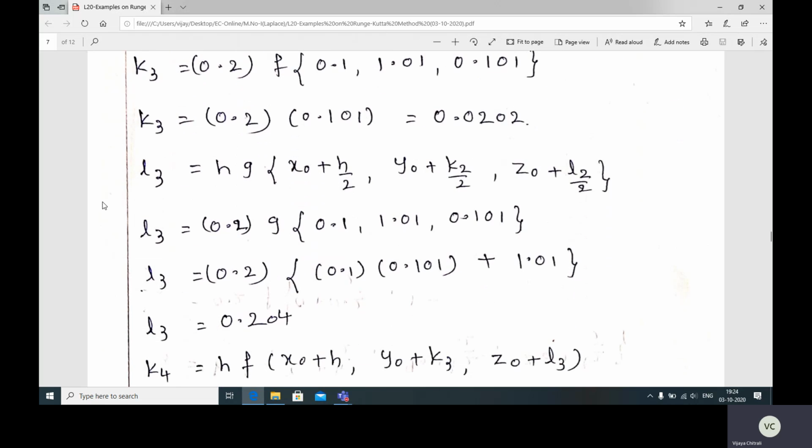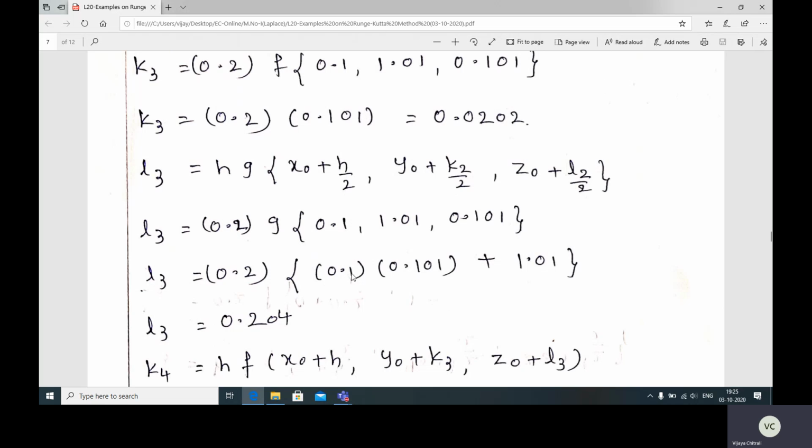Now find L3. L3 is equal to h into g of x0 plus h by 2, y0 plus k2 by 2, z0 plus L2 by 2. Already we have calculated these while finding K3. So x0 plus h by 2 is 0.1, y0 plus k2 by 2 is 1.01, z0 plus L2 by 2 is 0.101. So g of x, y, z is xz plus y.